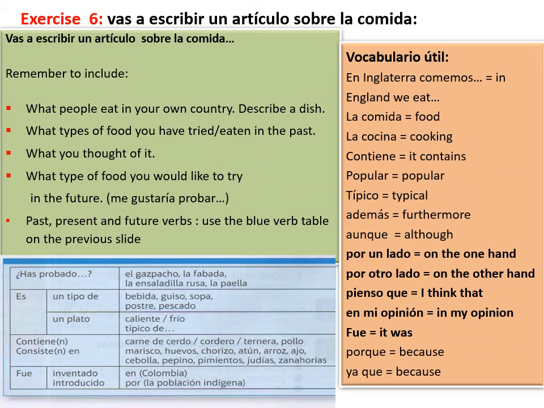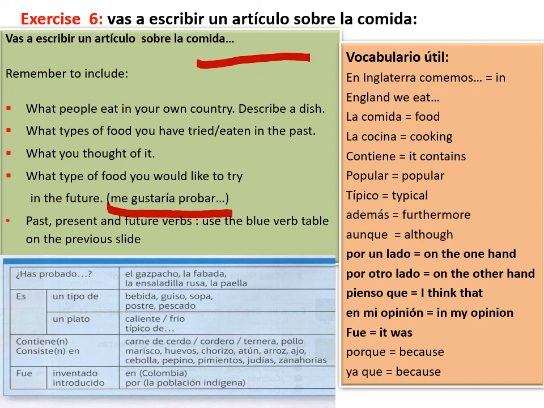So your final task for this week is you're going to write a short article about food. Now, the things that you need to include are over here. So what people eat in your own country. So maybe describe a dish. That might be a roast dinner, it might be fish and chips, anything, it's your choice. It might be your favourite dish. Say about the types of food that you've tried in the past, and then give an opinion about it. What type of food that you would like to try. So we're going to use "me gustaría probar" to say I would like to try.